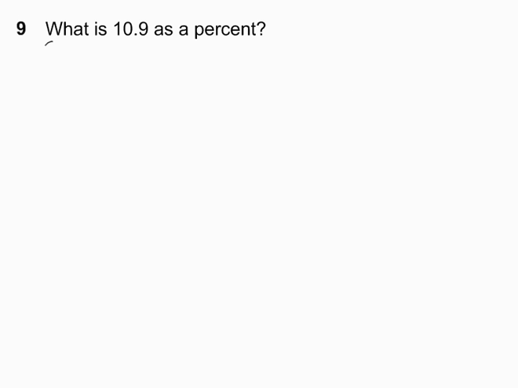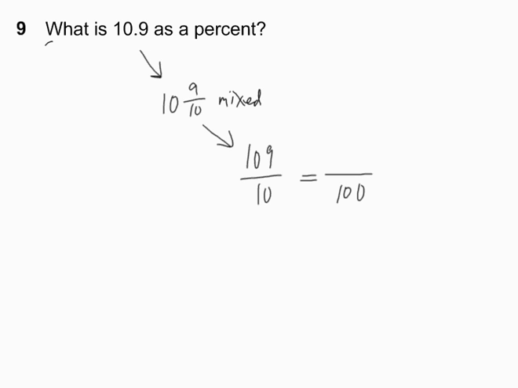Question 9 is a hard question. Most people got it wrong. What is 10 and 9/10 as a percent? Well, 10 and 9/10 as a fraction is this. As a mixed fraction is this, excuse me, mixed. As an improper fraction, it's 109/10. Now remember, we want to get it to a percentage, so we have to create an equivalent fraction with a 100 denominator. Multiply by 10, multiply by 10. I get 1,090 out of 100, which is 1,090%. Not an easy question.